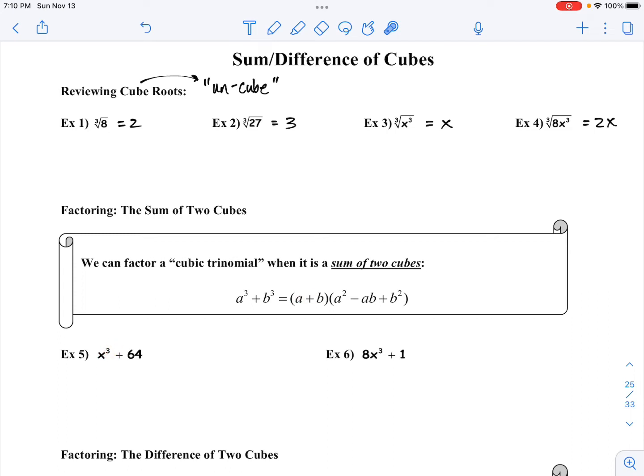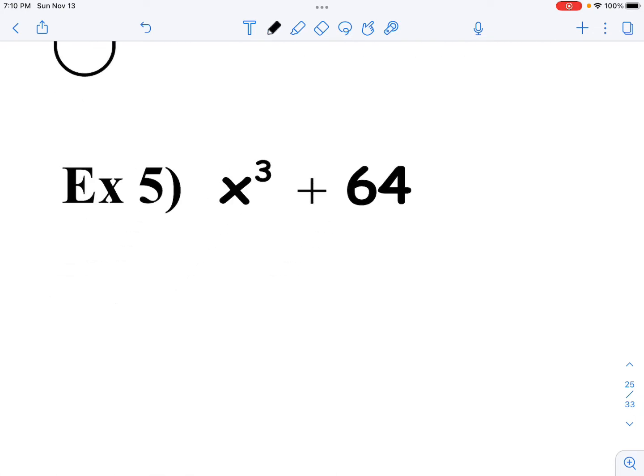We are still going to have two parentheses, but one of them is going to be little and one of them is going to be big. Okay? First, I want you to figure out how to uncube these things. You get x times x times x. That's what x to the third is.